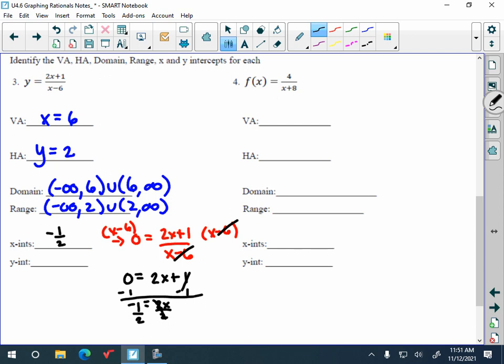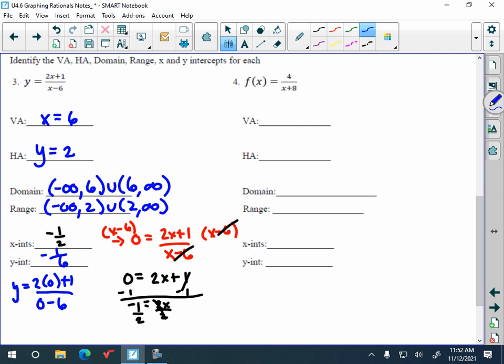Now to get the y-intercept, we replace all the x's with 0. There are two x's, so we're going to replace both of them with 0. So I'll do it right here. y equals 2 times 0 plus 1 over 0 minus 6. So what will this simplify to? Good, negative 1/6. The negative can go on top, bottom, or off the side. It's the same thing.